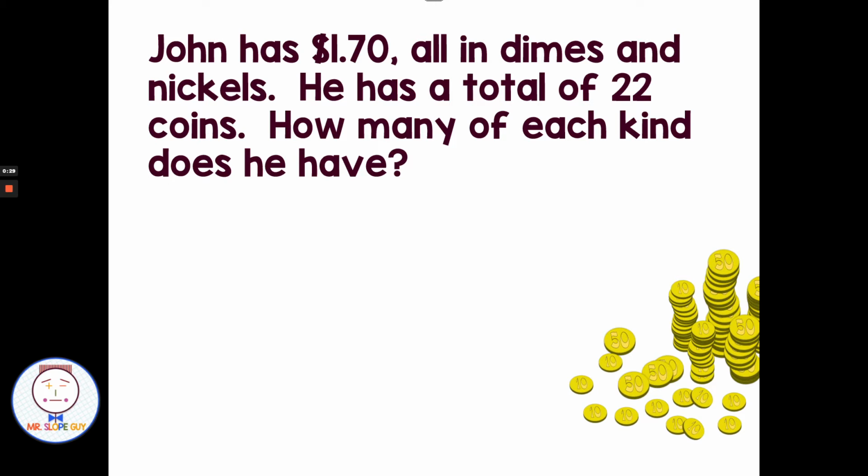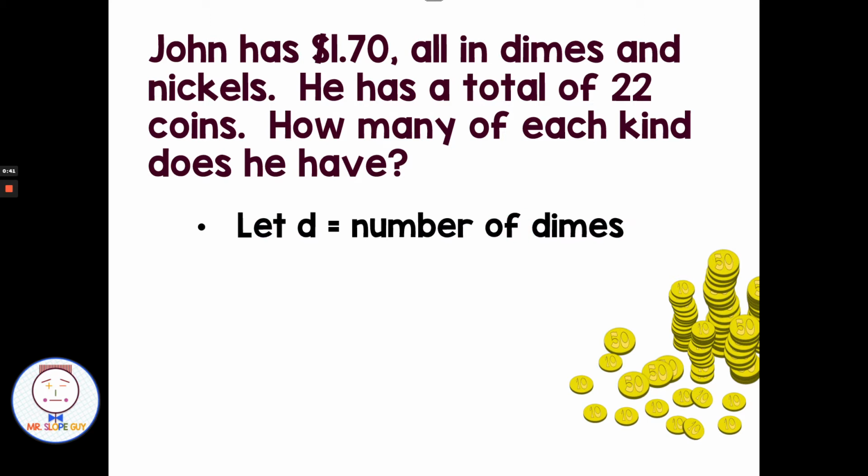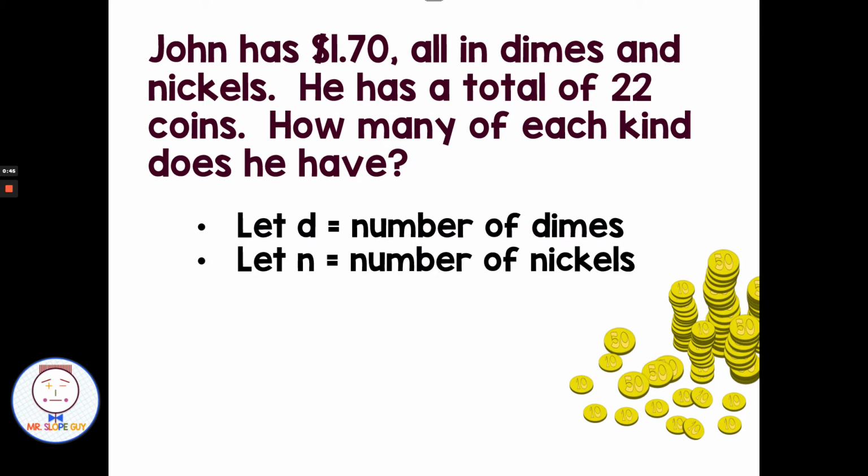So, all these systems of equations involve two different variables. So we're going to want to define the two different variables from the problem. The two different things we're talking about in this case are dimes and nickels. So we're going to define the variable by letting d be the number of dimes, and we're going to let n be the number of nickels.